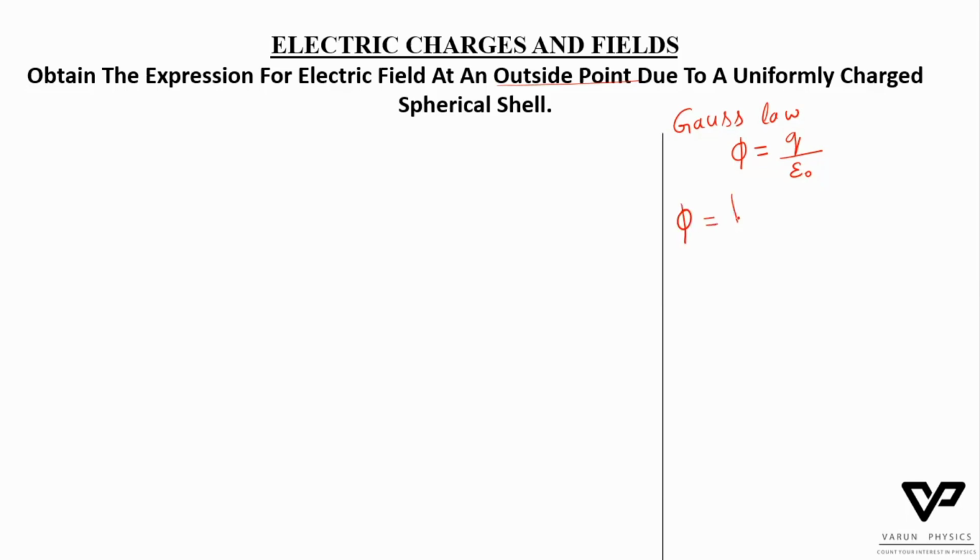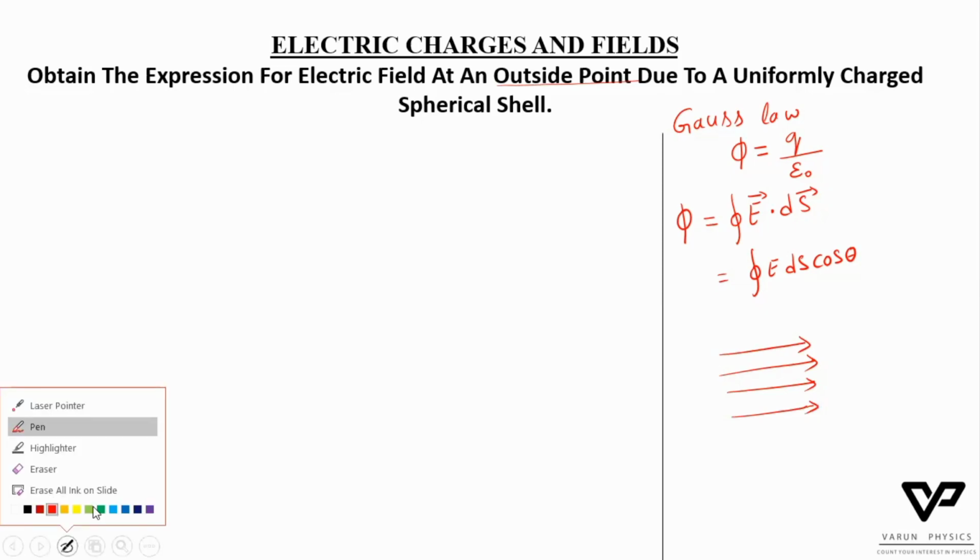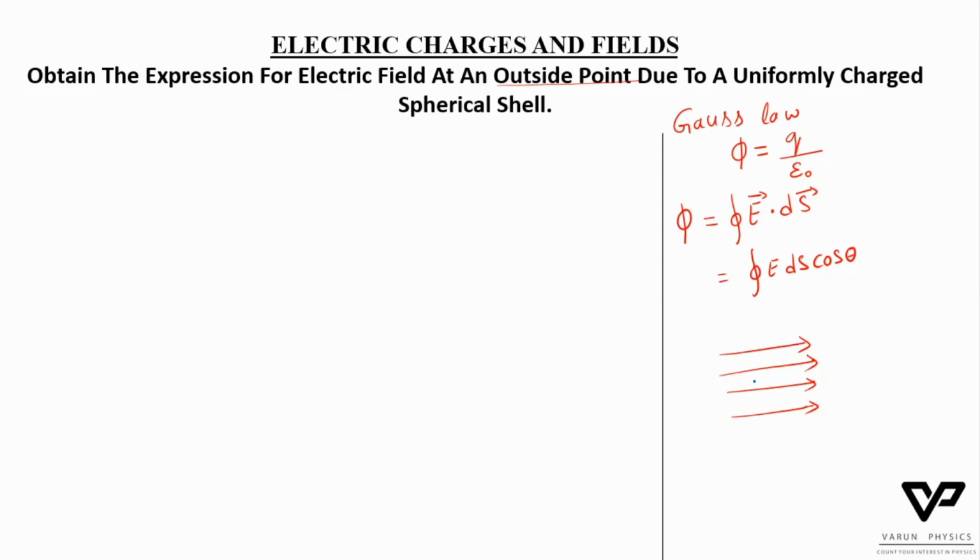Electric flux is given by the integral of vector E dot vector dS, or that can also be written as the closed integral of E dS cos theta. What is this theta? Say a certain number of field lines are passing through a surface, or through a space, and I have a certain area where only a few lines are passing through it. That we call flux. The amount of field lines passing through a given area, we call it flux.